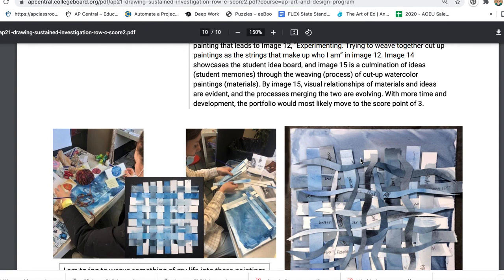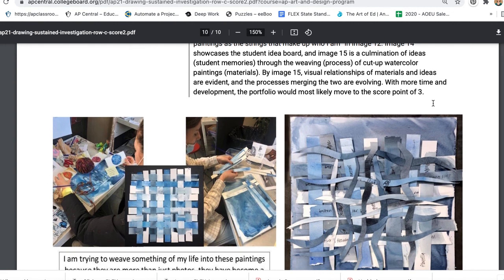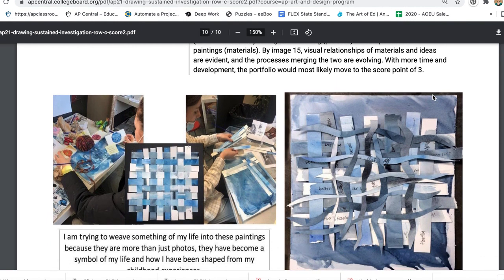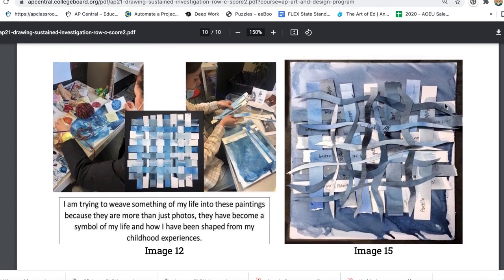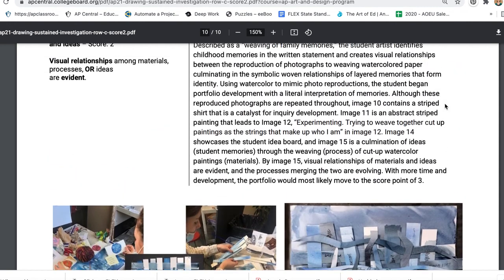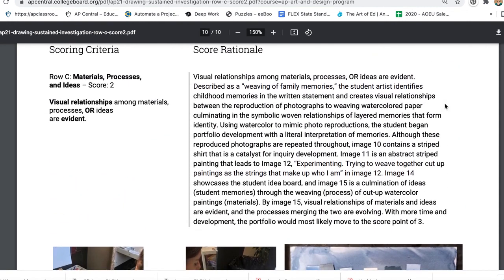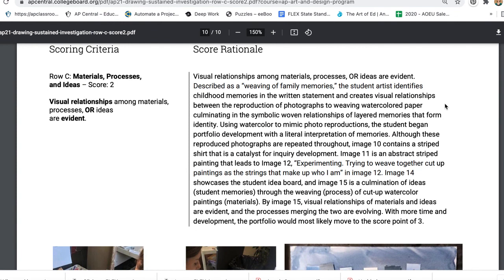By Image 15, visual relationships of materials and ideas are evident, and the processes merging the two are evolving. With more time and development, the portfolio most likely would move to the score point of a 3. So they're telling us that closer to the end, we're seeing a lot more relationship between those things, but there just wasn't enough as a whole because you are earning a score as a whole for those 15 digital images.